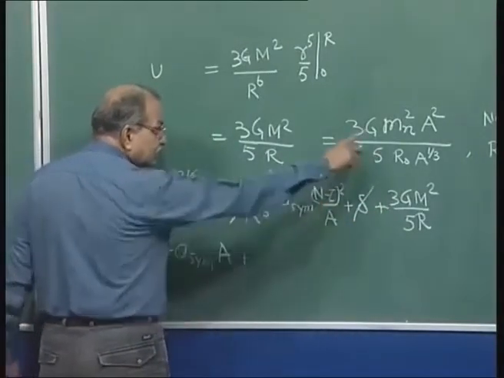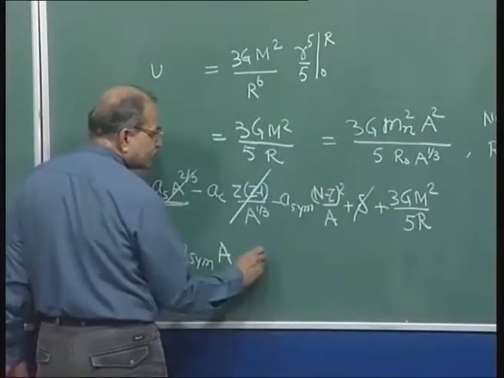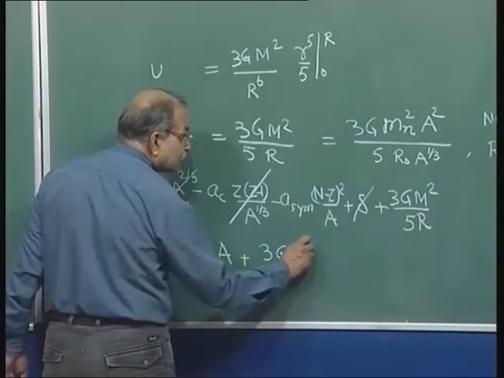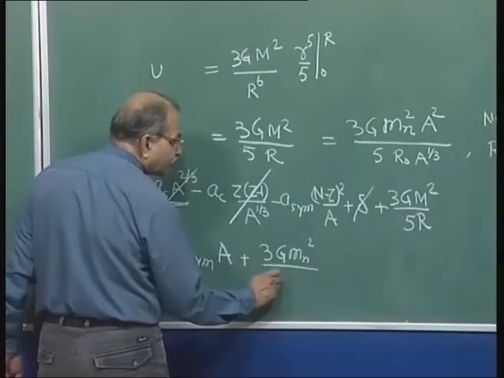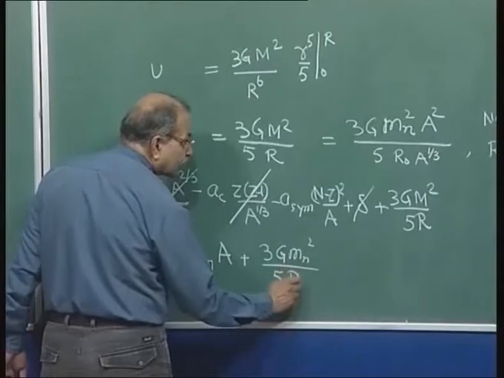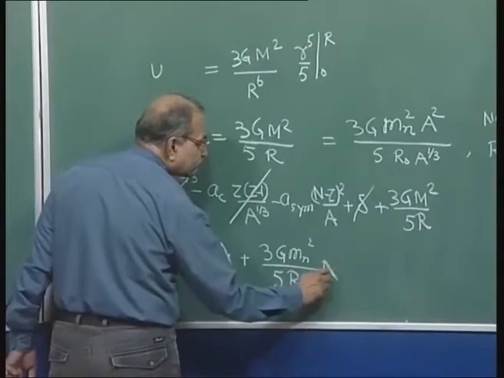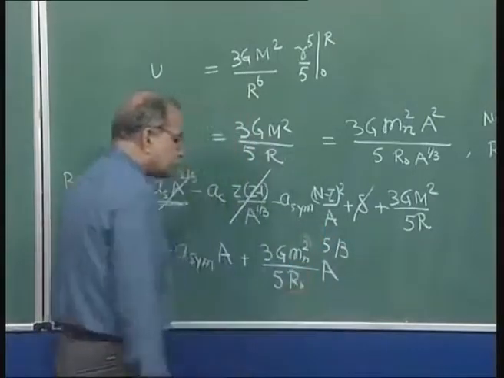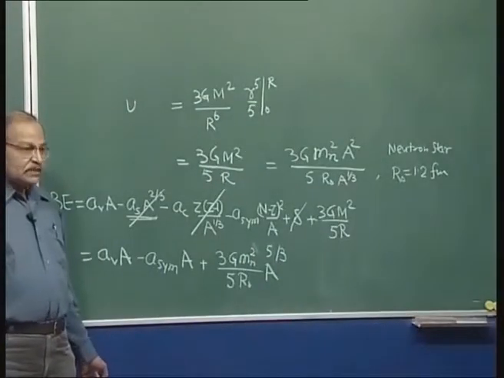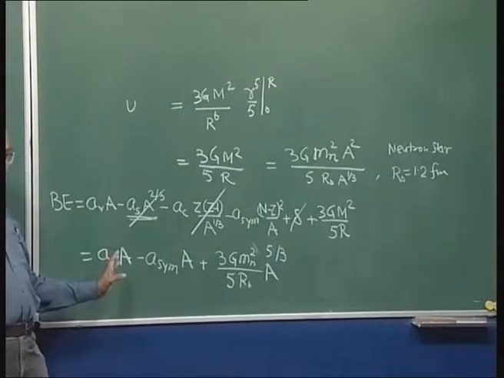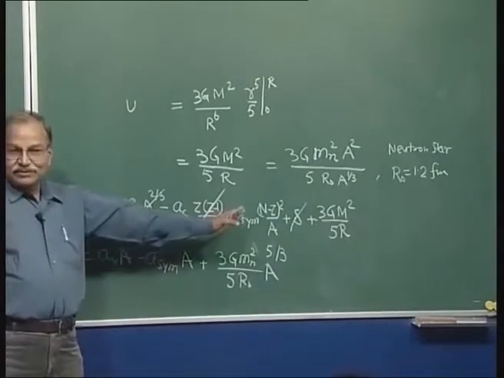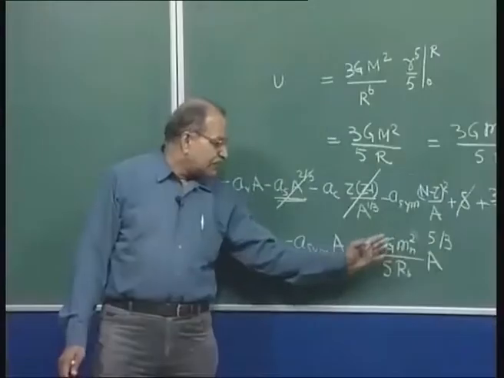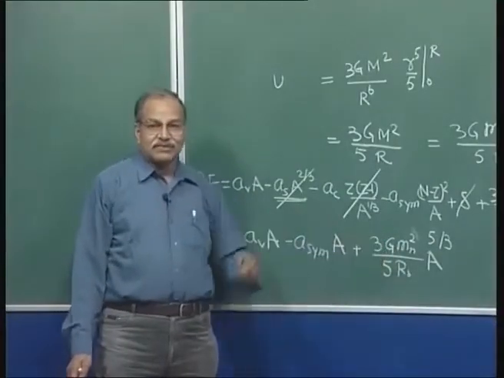Then comes this plus this one, let us write from here, this is 3 G m_n square by 5 r naught A to the power 5 by 3. Okay. Now, this is binding energy, neglecting those relevant terms and keeping these terms and including the gravitation.